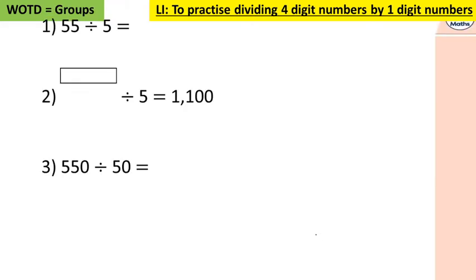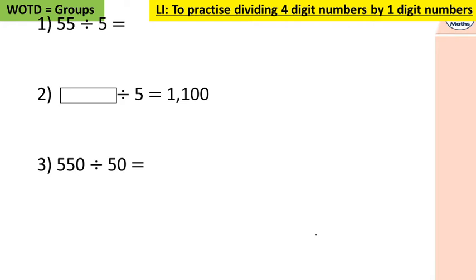Okay, let's move on to our last warm-up questions. We have 55 divided by 5. We have something divided by 5 is 1,100, and we have 55 divided by 50 is something. So pause the video and have a go at those.